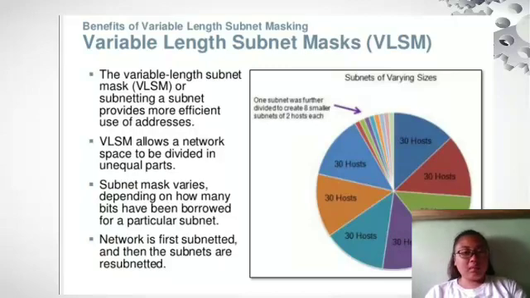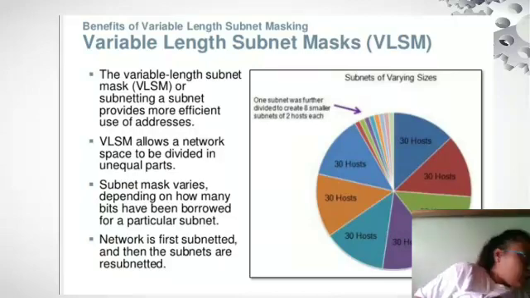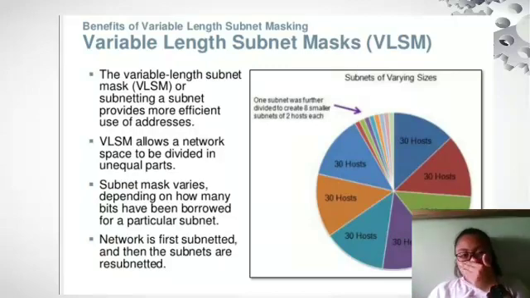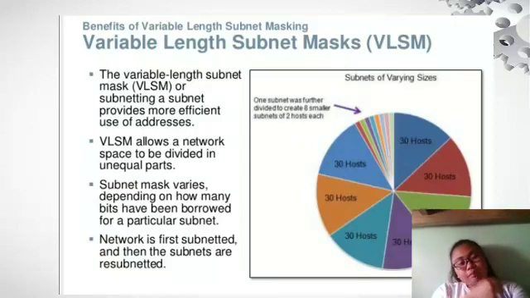Variable length subnet mask, or VLSM. The variable length subnet mask, or subnetting a subnet, provides more efficient use of addresses. VLSM allows a network space to be divided in unequal parts. The subnet mask varies depending on how many bits have been borrowed for a particular subnet.